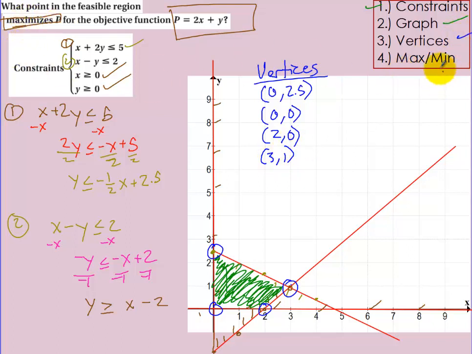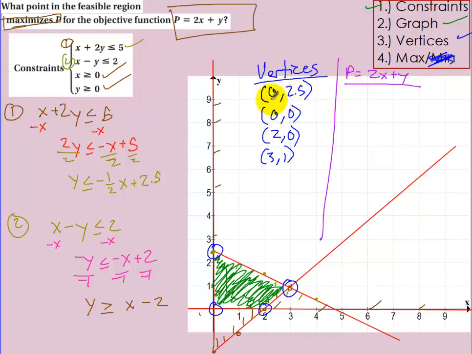Now, I want to find not the minimum, because it says I want to find the maximum p. So find it for this objective function. Let's do it in purple. The function p equals 2x plus y. It would have been really nice if I made a table. Well, I'll kind of make a table here. I'm going to plug in the values for x and y and figure out which one's going to be the maximum.